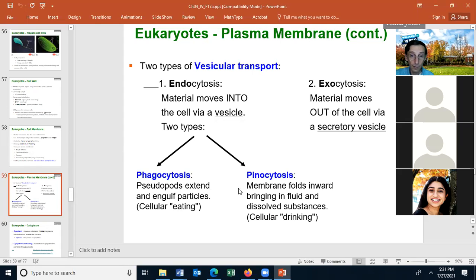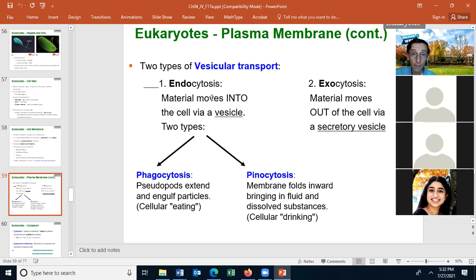phagocytosis. There's also pinocytosis, where the membrane folds inward on itself, and then greatly folds inward on itself, and then the membrane reforms, and then we get the membrane reforming on the vesicle inside the cell, and there we get a vesicle bringing the material inside the cell, and that's called pinocytosis or cellular drinking. Any questions about the two types of endocytosis?